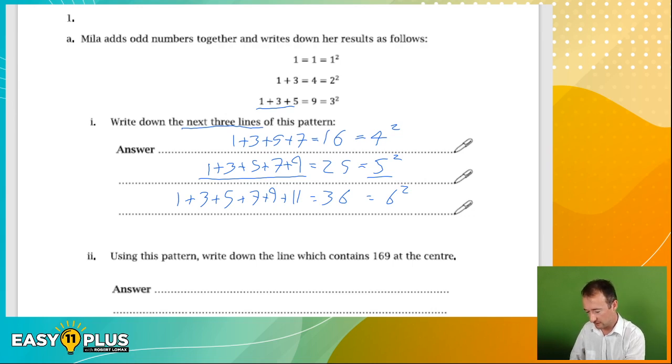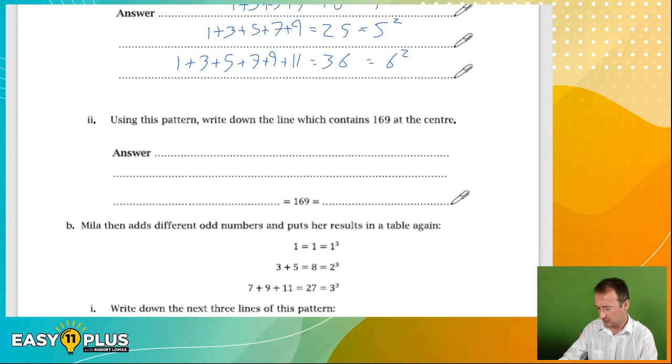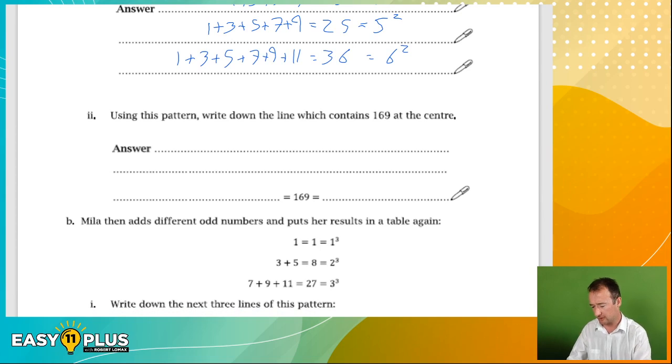So, if, for example, it was... Oh, trying to rub these out, because we might need this answer space later on, as you'll see. Let's say that we had an answer that was 31 squared, then we know that we would have 31 numbers on the left. 1 plus 3 plus 5 plus 7 plus 9 plus 11 plus 13 plus 15 plus 17, and so on, until you had 31 of those numbers would equal whatever it is equals 31 squared. Right, okay, using this pattern, write down the line which contains 169 at the centre.